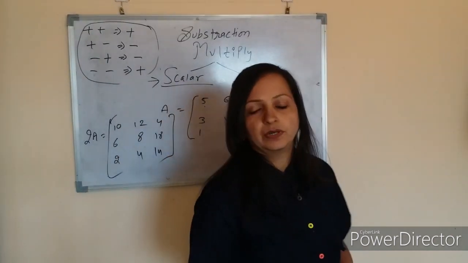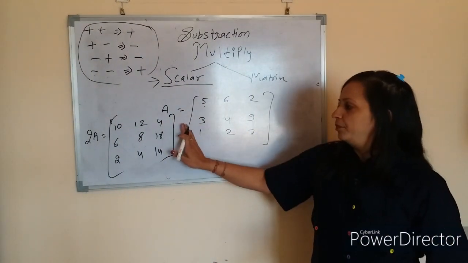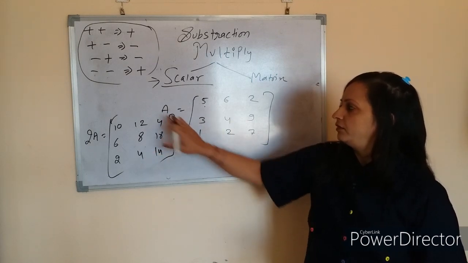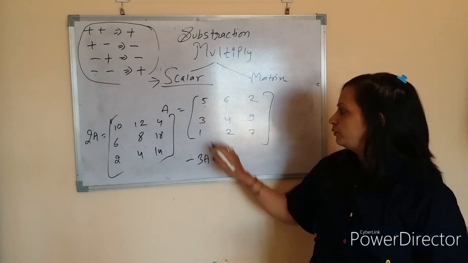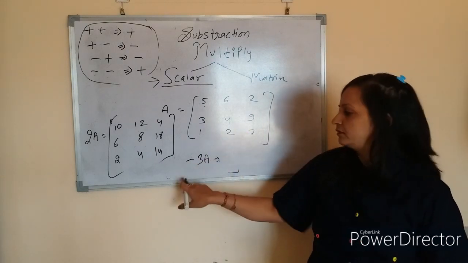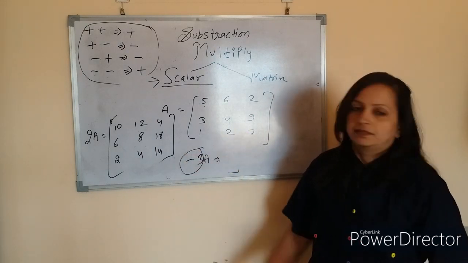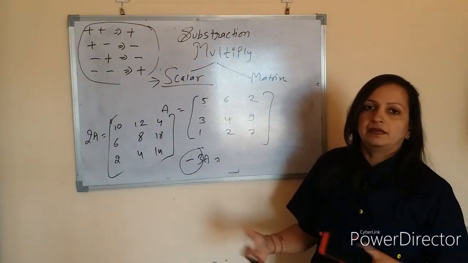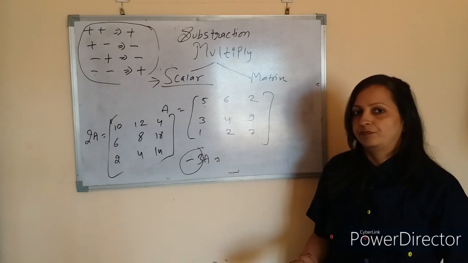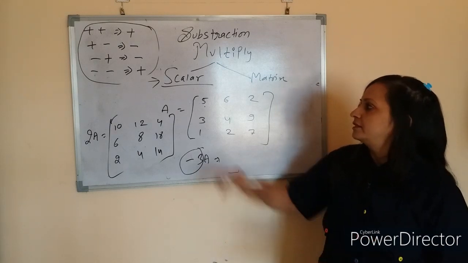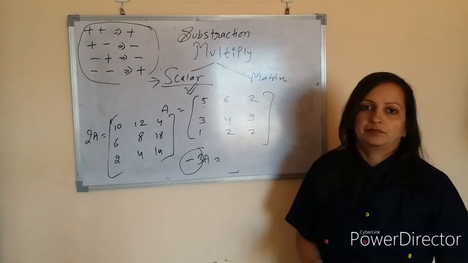2 is a random number. They can provide you any number just like 2, 5, 7, minus 3, minus 4. You can do any operation like this. Just like if I have to find what is minus 3A, what I have to do? I have to multiply the whole matrix with minus 3. So multiply the matrix with 3 and add a negative sign there. You will get the answer of minus 3A.